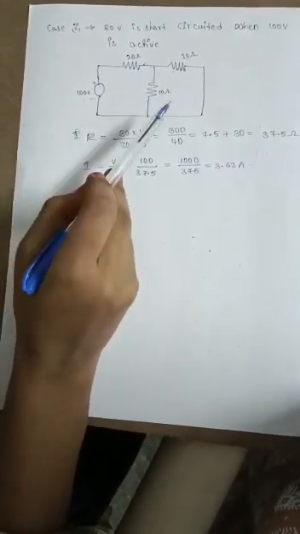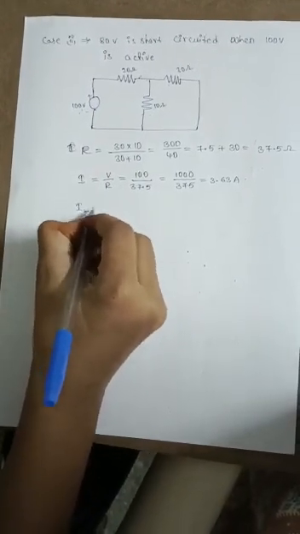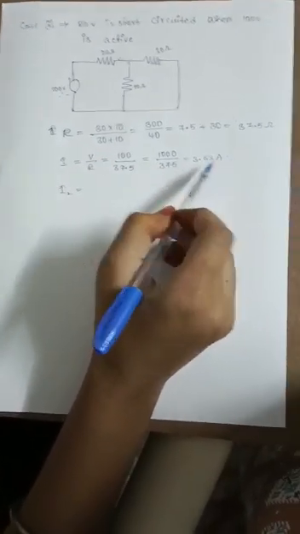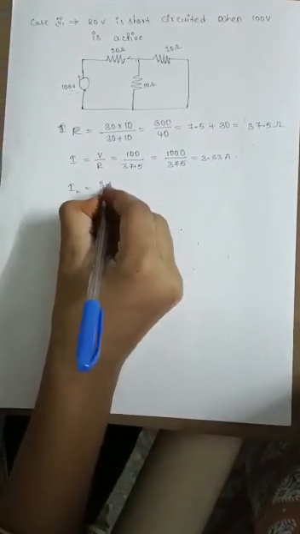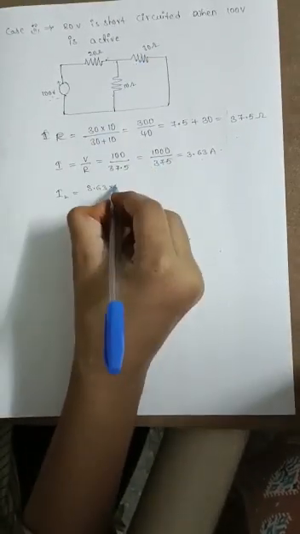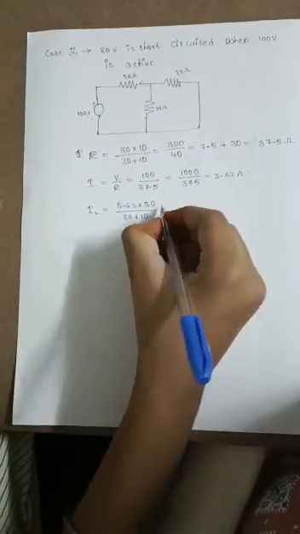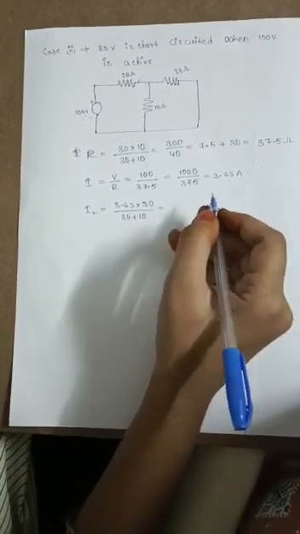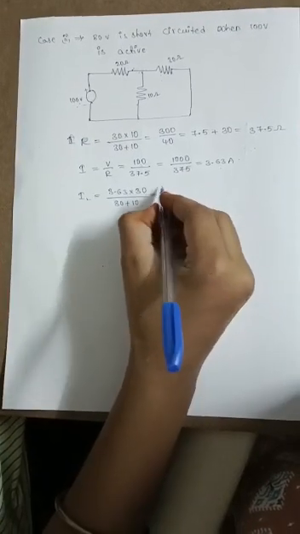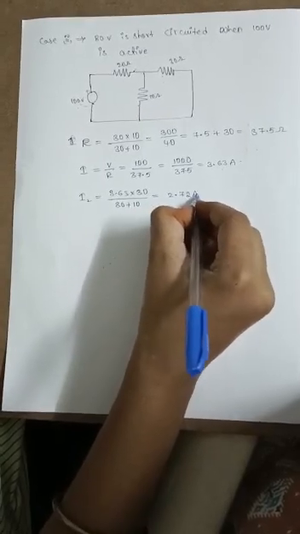Now calculating I2, the current from 100 volts to the 10 ohm resistor. I2 equals total current 3.63 into opposite resistance, which means 30 by opposite resistance plus self resistance. That is the resistance where we have to calculate the current. What will be the value? 2.72 amperes.